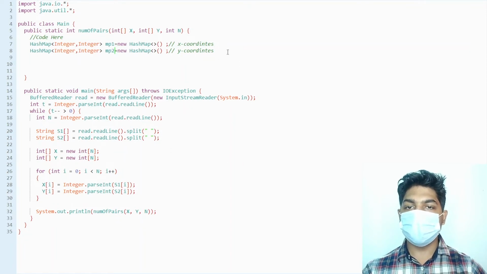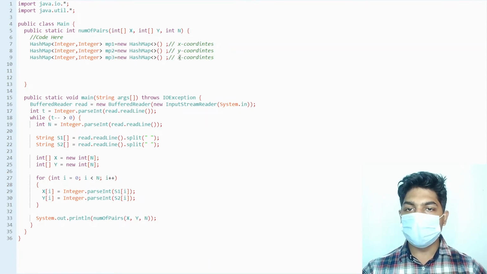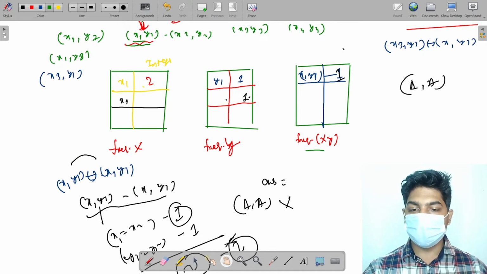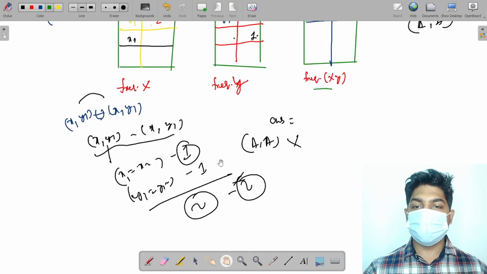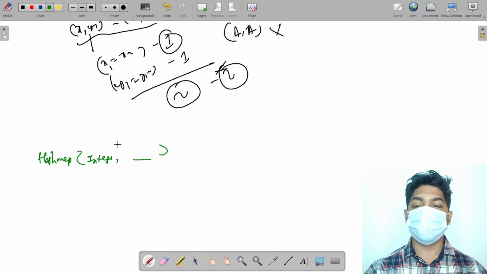Along with that we need one more map for storing xy. So let's name it map3. It will be used for storing xy coordinates. And here it will not be integer, it will be string comma integer. Why string comma integer? Let's see why we need string comma integer. If we want to make a pair of something like this, a hash map of integer and something, we can make a hash map like this.